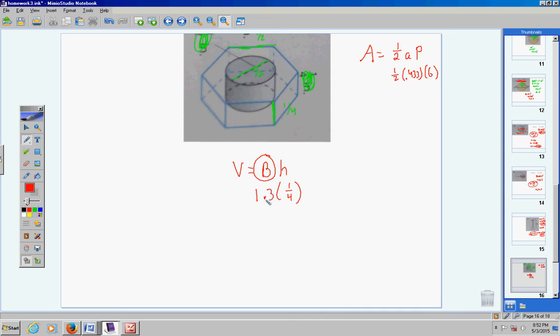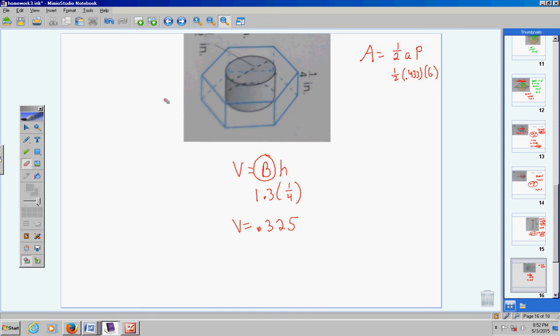So now I have 1.3 times 1/4, which will give me 0.325. It's a really, really weird volume, but that's what it is, okay? So, I have a volume of 0.325. Now, I'm going to check my work, make sure I'm not making a mistake anymore. It looks pretty good. That's my volume of the entire hexagonal right prism.